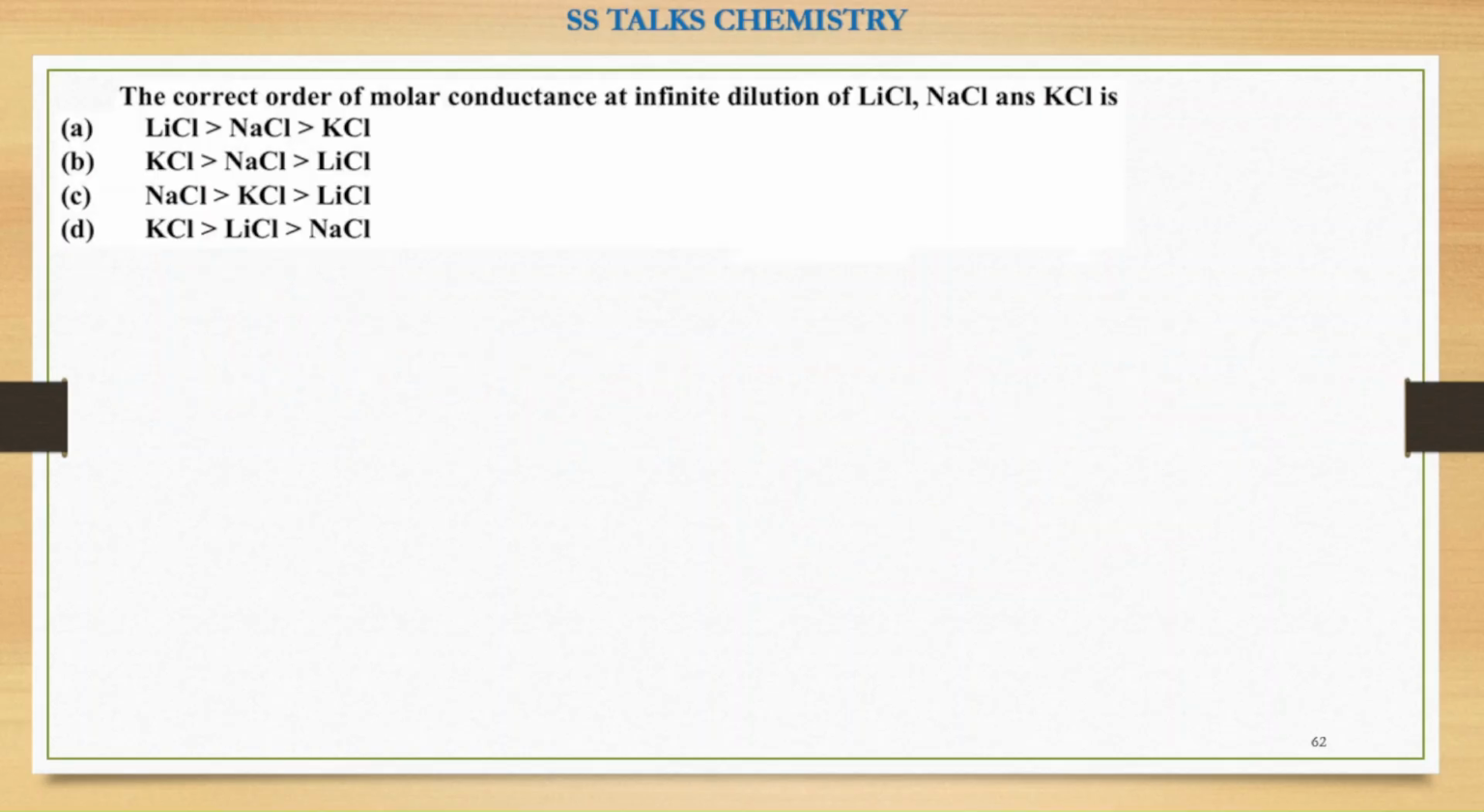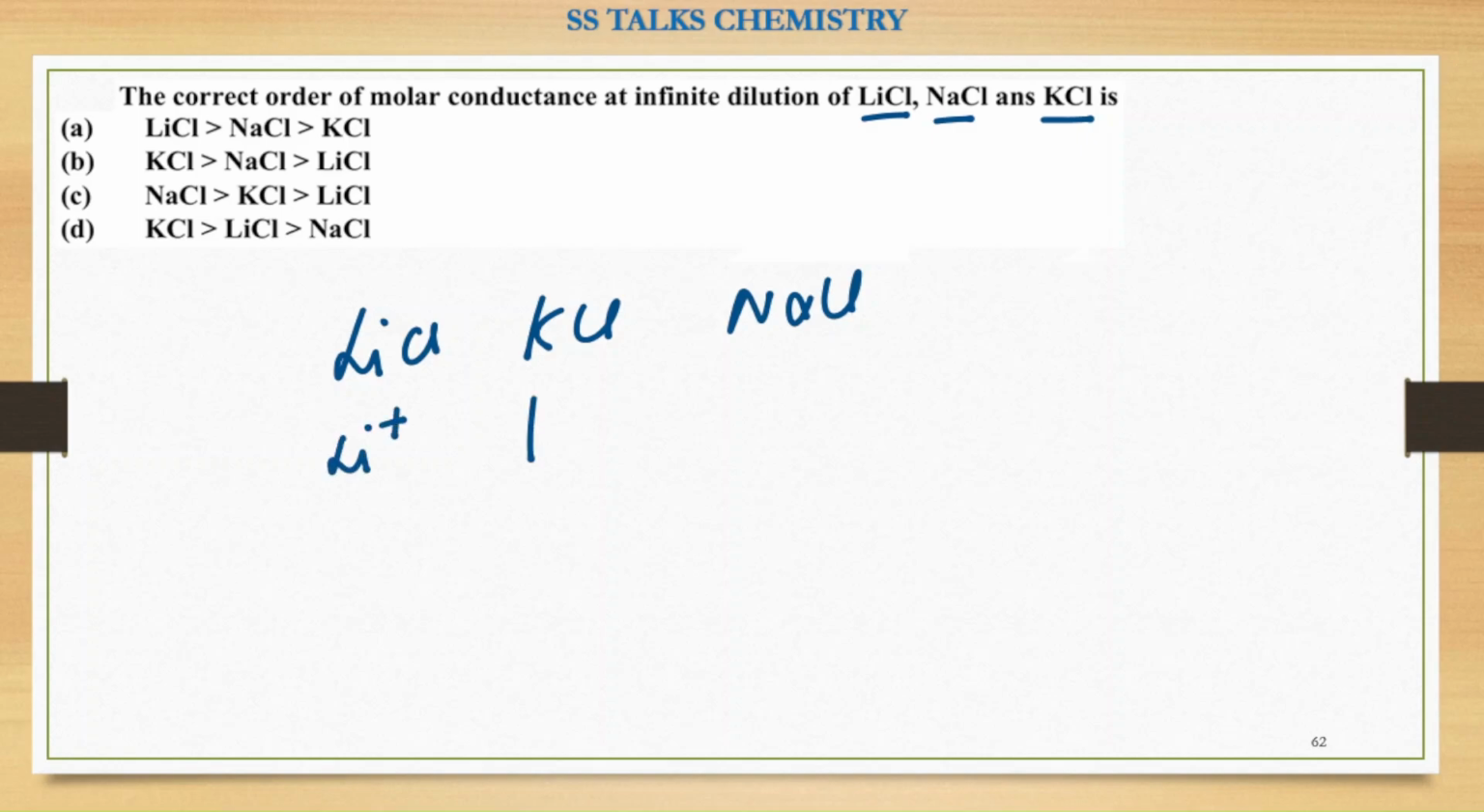It says the correct order for the molar conductance at infinite dilution for lithium chloride, sodium chloride and potassium chloride. They will all be in the aqueous medium, because dilution has been done. All of these differ in their cationic parts, that is Li+, K+ and Na+, and these three differ in their sizes.